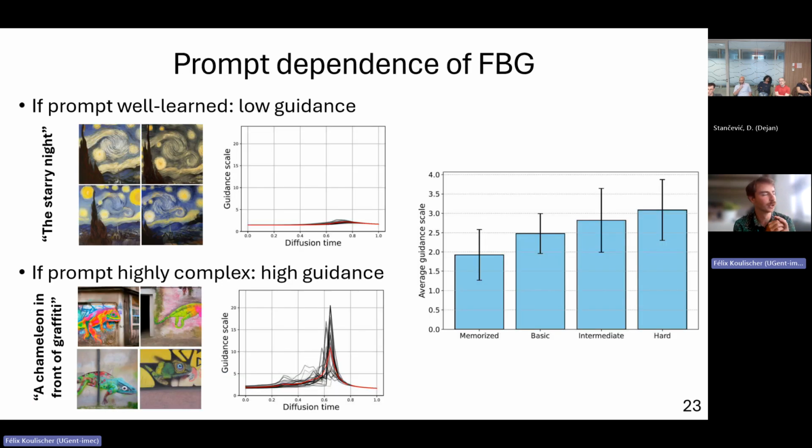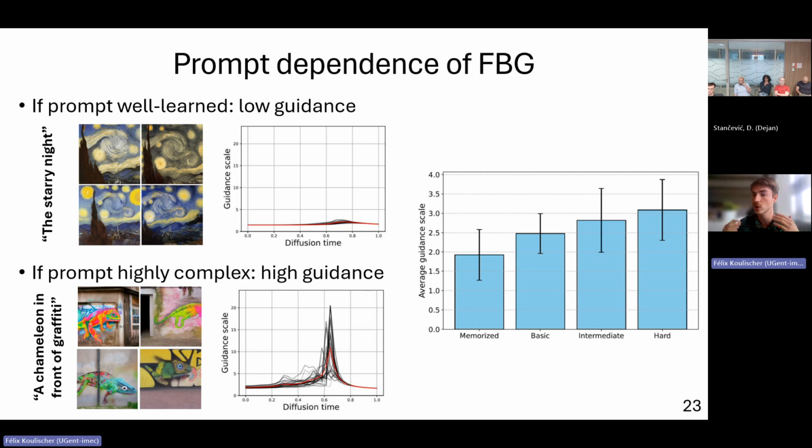Okay, and maybe to reiterate, I would like to highlight two of the main differences of feedback guidance with more typical regimes, like classifier-free guidance. So the first one I would like to highlight is that our feedback guidance is really prompt dependent. So for the same set of hyperparameters, our method behaves very differently depending on the prompt you give it. For instance, in the case of a very well-learned prompt, such as the Starry Night, which is even kind of memorized in a way, we really get very low guidance.